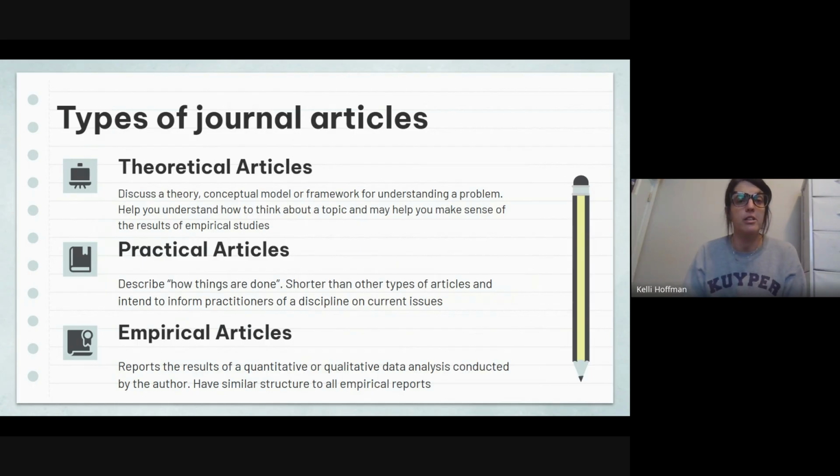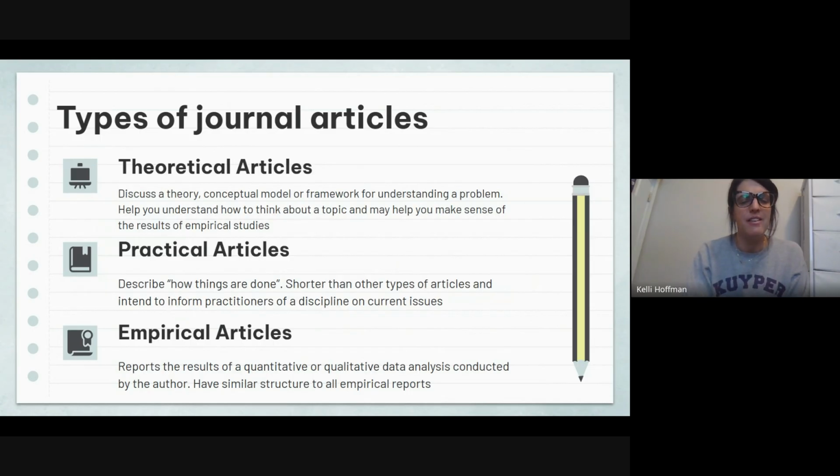Practical articles are similar because they describe how things are done. These are shorter than other types of articles, and they intend to inform practitioners of a discipline on a current issue. For example, if you want to learn more about trauma-informed care, you might find a practical article walking through the principles of trauma-informed care and strategies to implement it. This is just gathering information to learn more about something. And then our empirical articles report the results of a quantitative or qualitative data analysis conducted by the author.